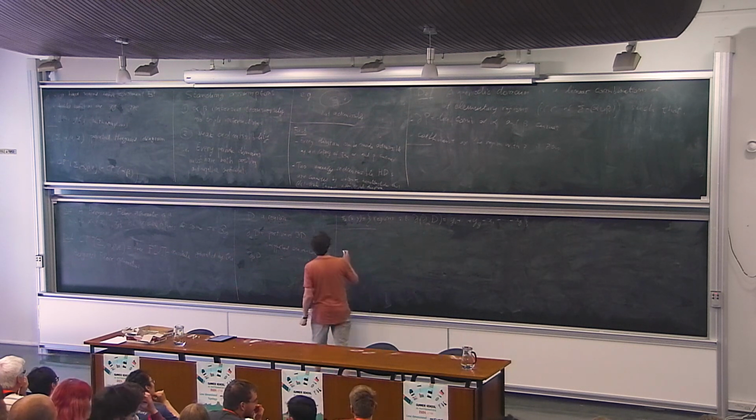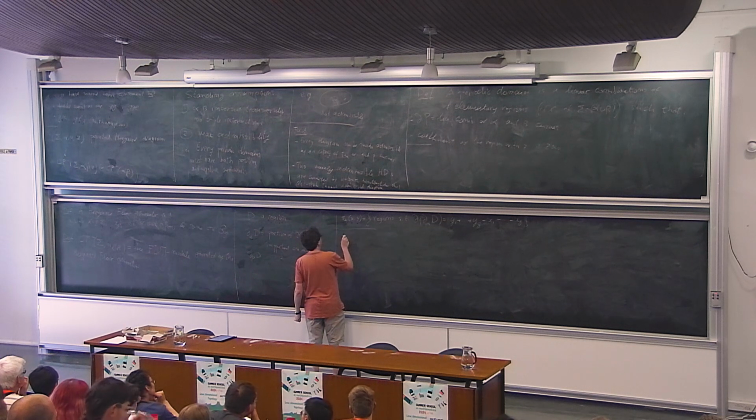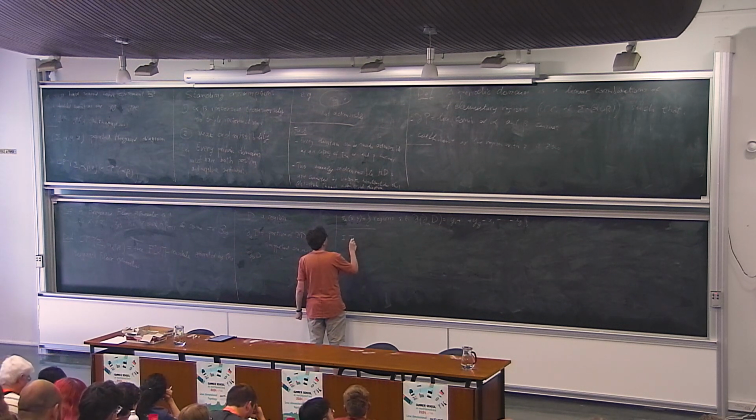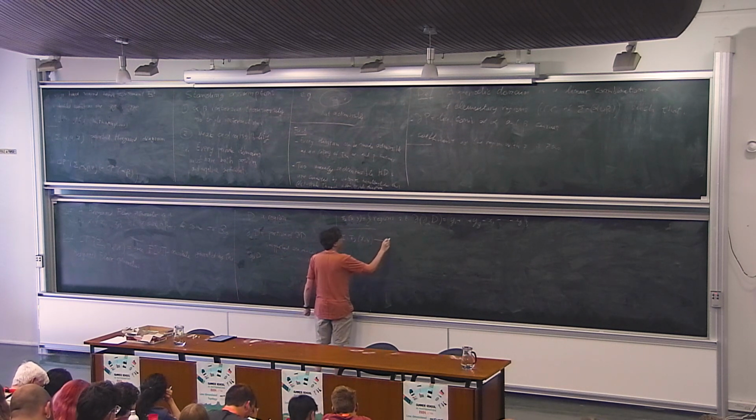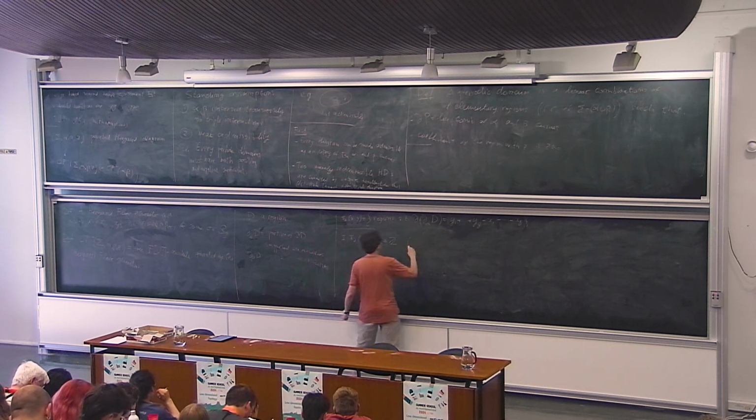And now we define a map I from pi_2 of x, y to Z. Let's call it a Lipshitz index.